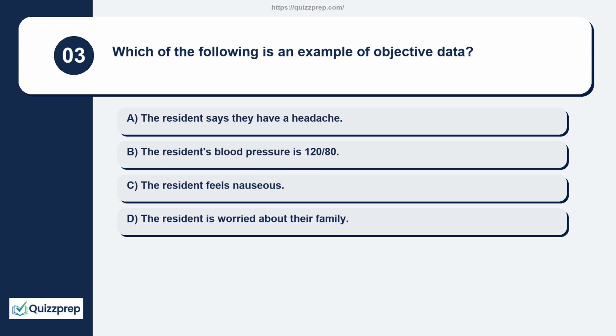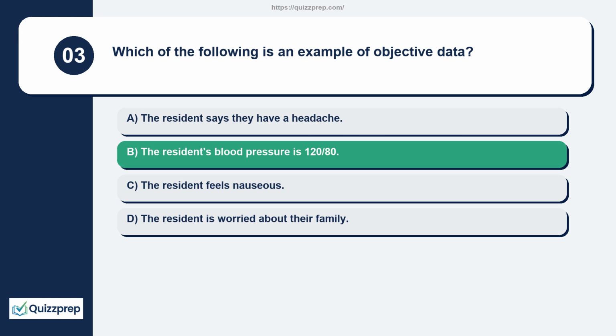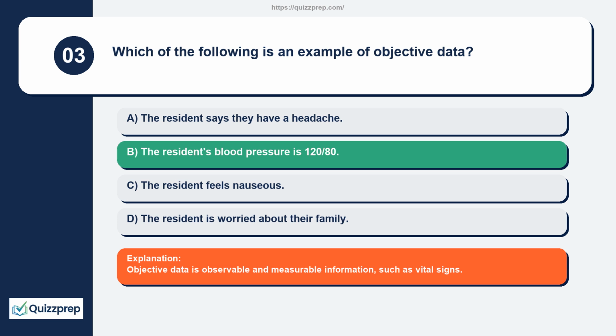Question 3. Which of the following is an example of objective data? The resident says they have a headache. The resident's blood pressure is 120/80. The resident feels nauseous. The resident is worried about their family. Objective data is observable and measurable information, such as vital signs.